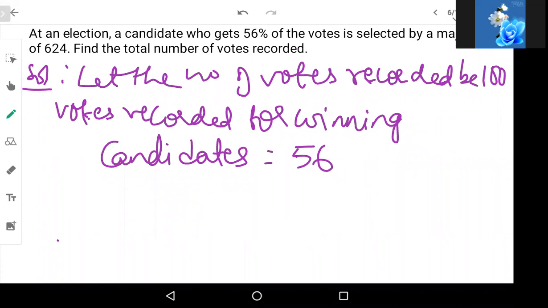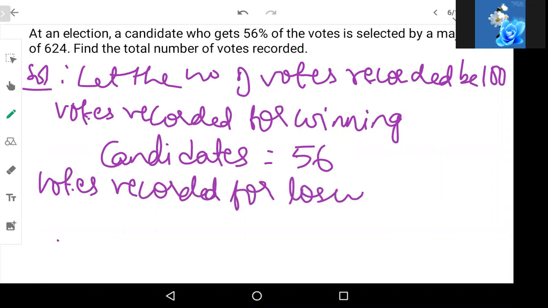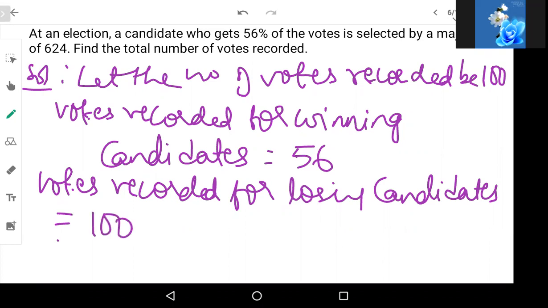Now, if this is for winning, what about losing candidates? You just have to find the difference. So votes recorded for losing candidates is nothing but 100, the total, minus 56, because if they get 56 votes, they will win. So who has lost? People who have got 44 votes have lost.